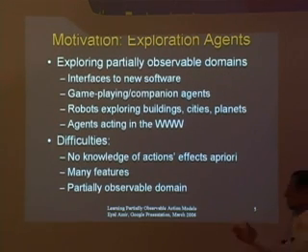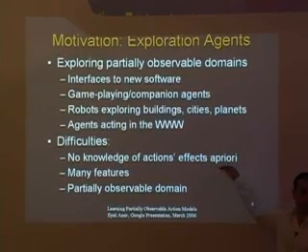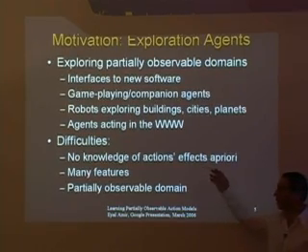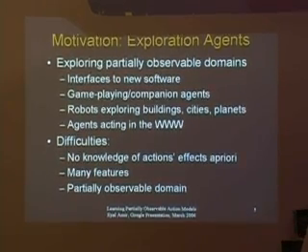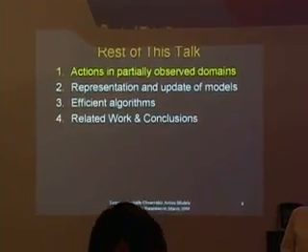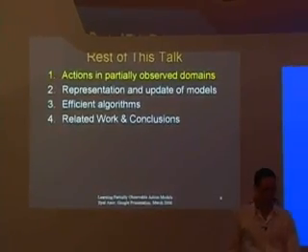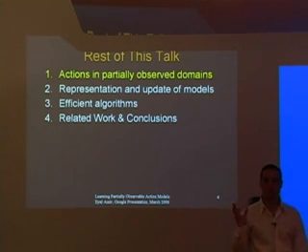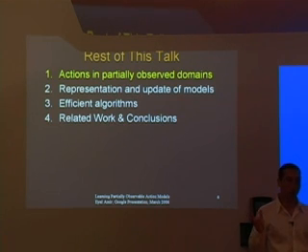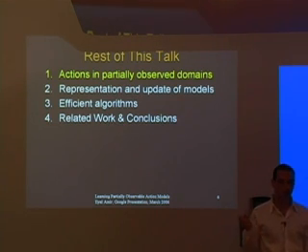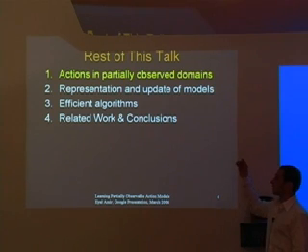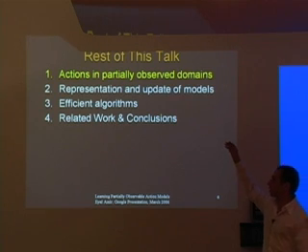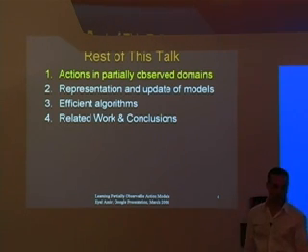The difficulties are that we don't have knowledge of how the actions affect the world a priori. There are many features in the world, and the domain is partially observable. So in the rest of the talk, I'm going to tell you more formally what it means for actions to change the world in a partially observable domain, how we represent this change and update the representation that we have in an efficient way, and then I'm going to talk about some related work and conclude.